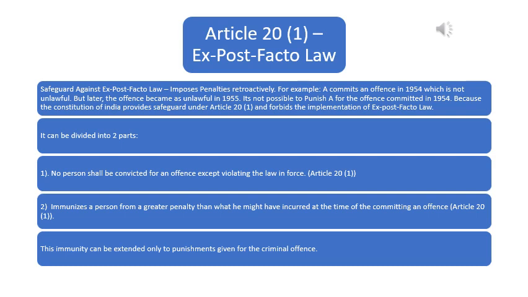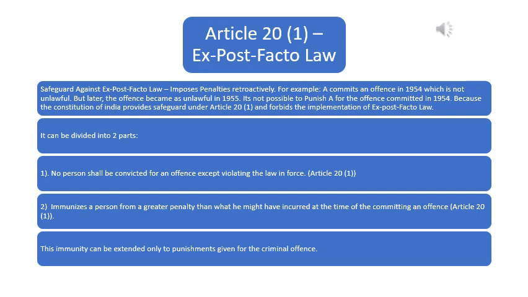Now the question arises whether the new enactment, which came into existence in the year 1955, can be applicable to the offence that took place in the year 1954. So the new law came into existence in 1955, and the offence was committed in 1954. Whether this new law can be implemented on offences that took place before the enactment of the law.